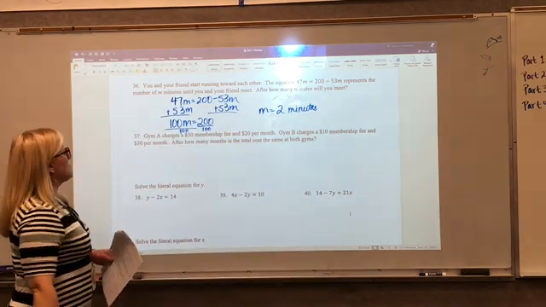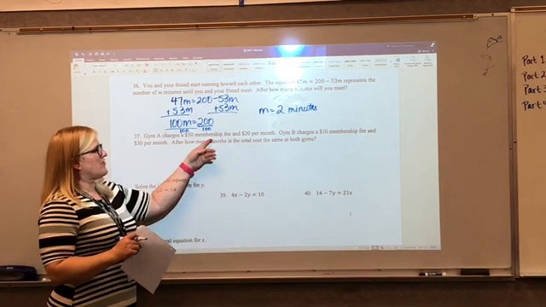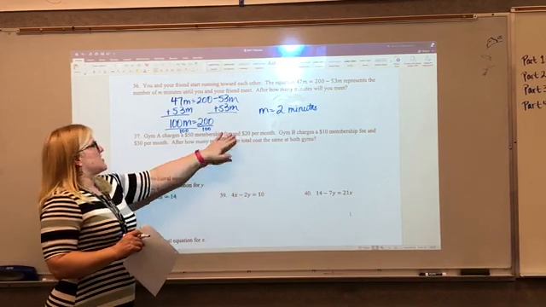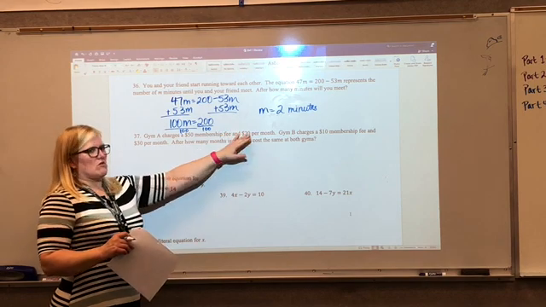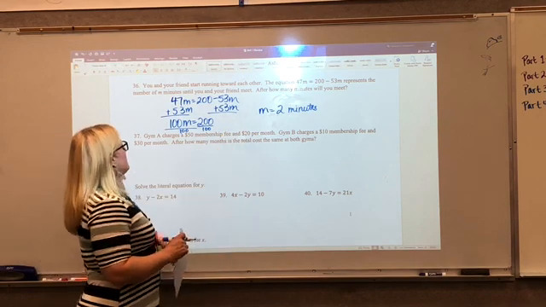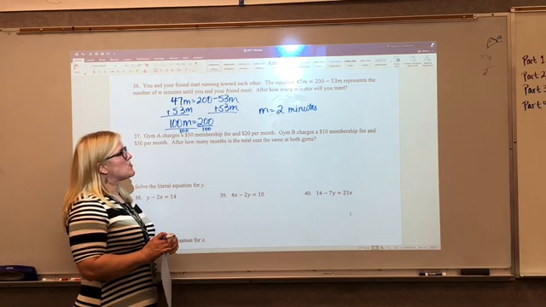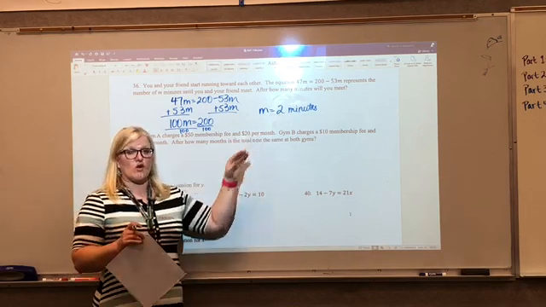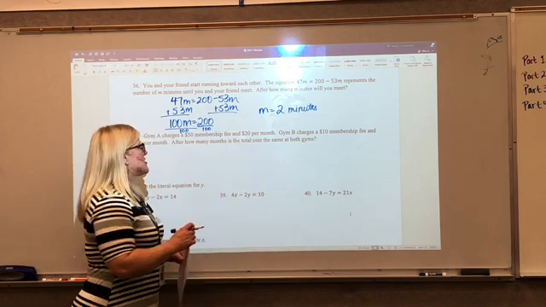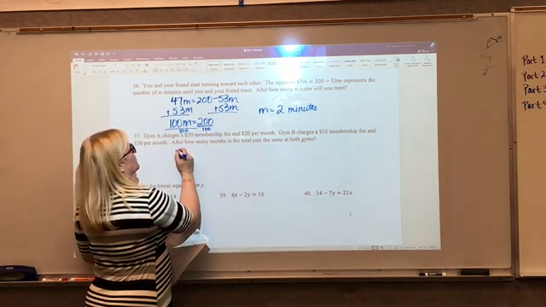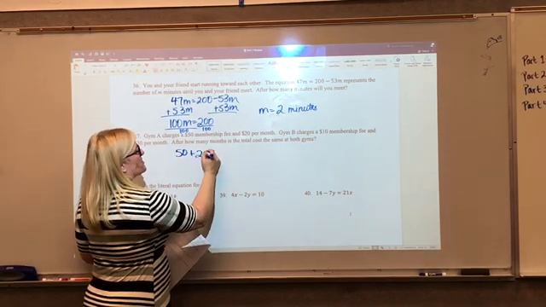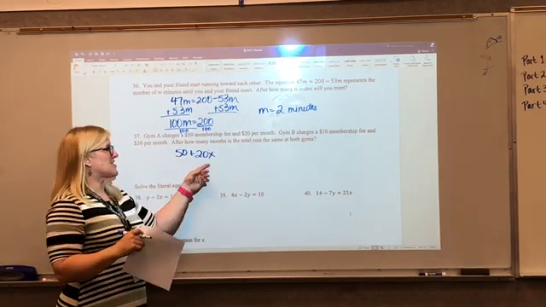All right, so a gym charges a $50 membership fee and $20 per month. Oh, I'm sorry, I said that 37 gave you the equation. They don't, sorry, just number 36. So a gym charges a $50 membership fee and $20 per month. This is similar to the one we did before that has the word per in it. So it has a $50 one-time fee plus $20 per month. So that's going to be 20x.